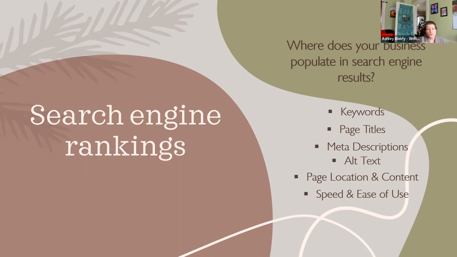So through this, as far as where your business populates in the search engine results, the keywords, the page titles, the meta descriptions, alt text, your page locations, as well as the content and the speed and ease of use of your website are all things that are involved in Google's algorithm. There are more than just those items, but those are really the easiest to touch on without getting into some very heavy HTML code and things like that.